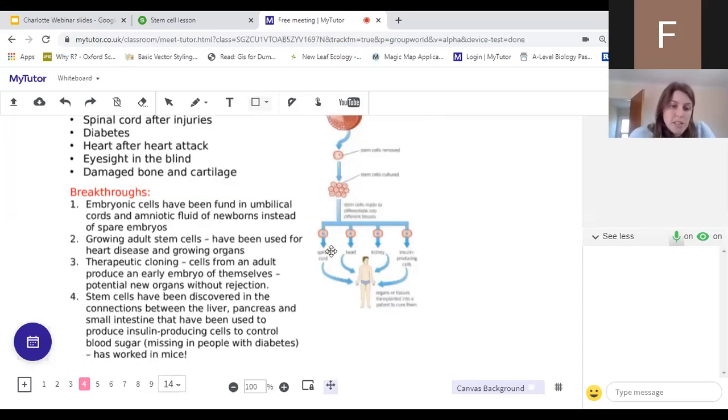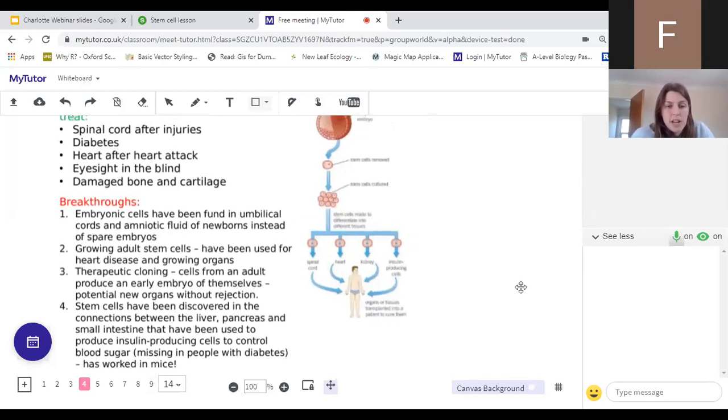And the fourth point there, stem cells have been discovered in the connections between the liver, pancreas, and small intestine. So those are adult stem cells that aren't in the bone marrow. That's quite a new discovery. So between the liver, pancreas, and small intestine, and they can be used to produce those insulin-producing cells to control blood sugar. So it's those cells that are missing in those people with diabetes.